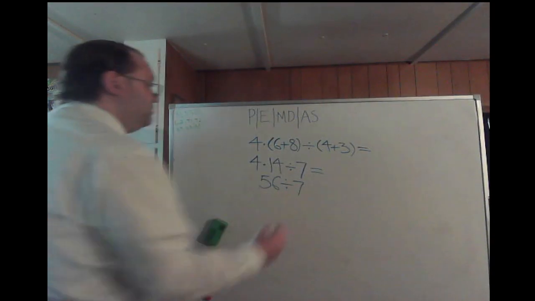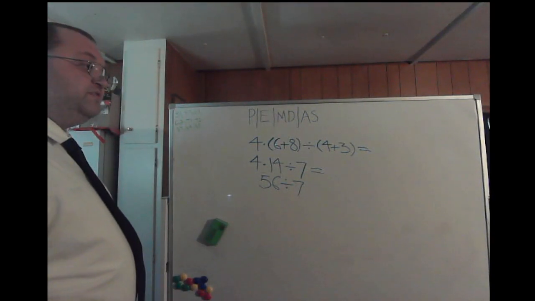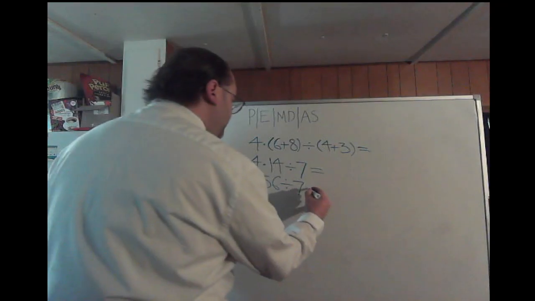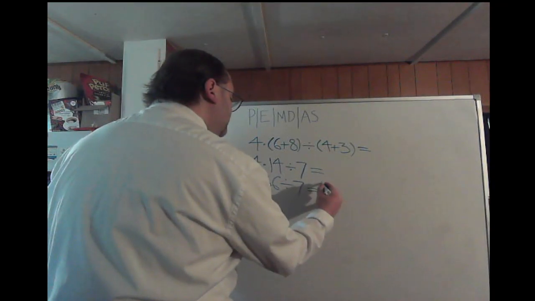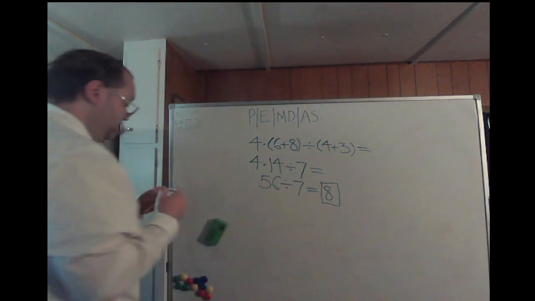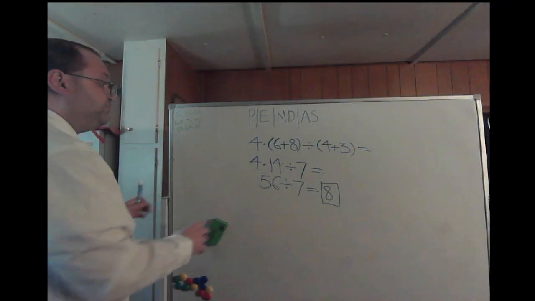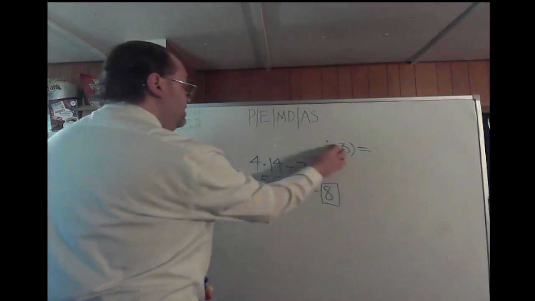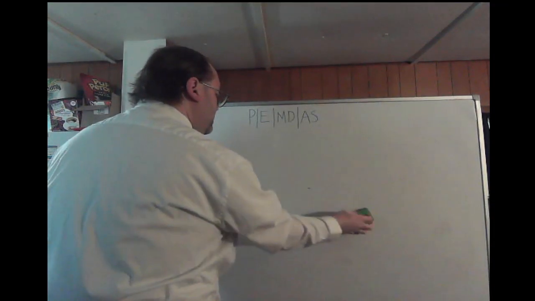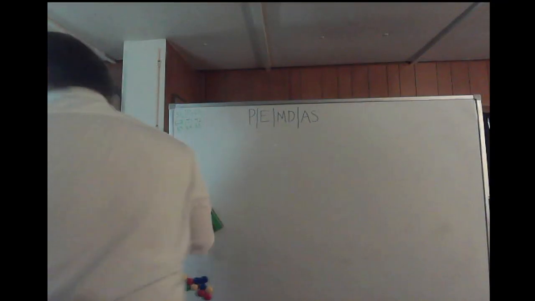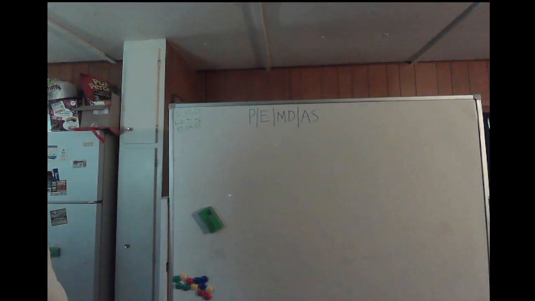Now we're left with a simple division problem. 56 divided by 7, that's just going to be 8. So your answer would be positive 8. Alright. Let's look at the next problem here.